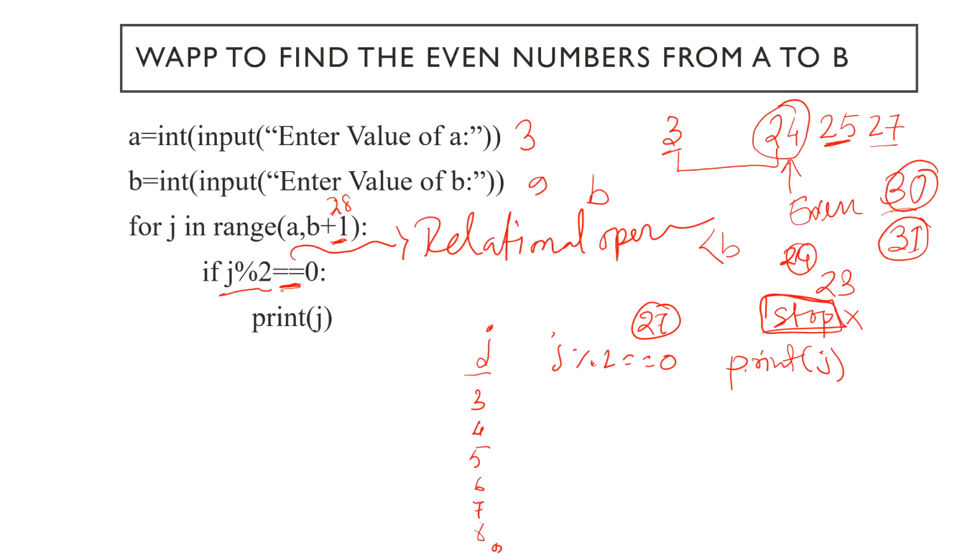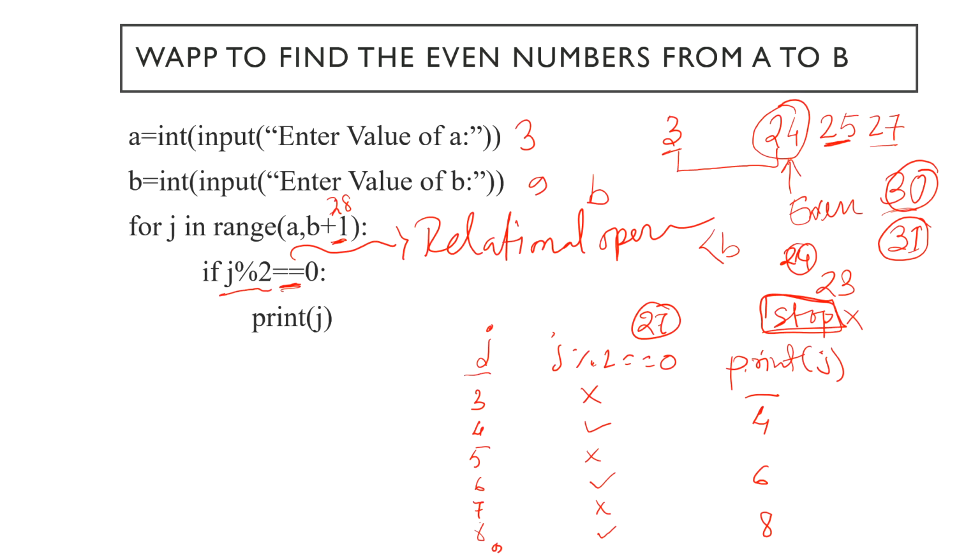Now for 3, this is not divisible, so it will not print anything. For 4 it is true, so it will print 4. Okay, now for 5 it is not divisible by 2, so 5 will not be printed. 6 it is true, so 6 will be printed. 7 it is false, so 7 will not be printed. For 8 it is true, so 8 will be printed.